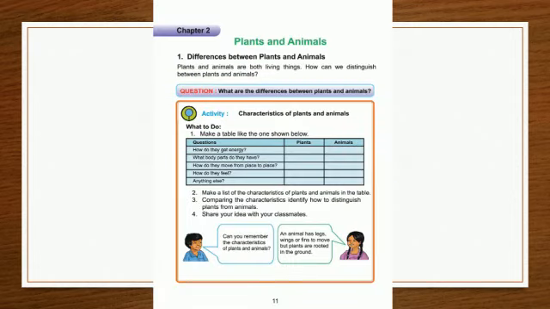So the name of our chapter is Plants and Animals. Here we are going to learn about the differences between plants and animals. At the start of this chapter, you can see a table or chart where you have to write the names of plants and animals, and write about how they work, how they get energy, which body parts they have, and so on. So please do it by yourself.